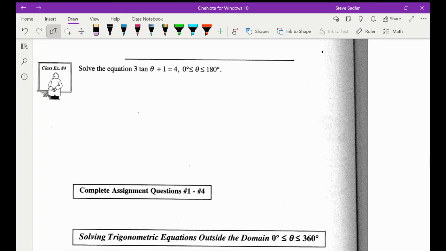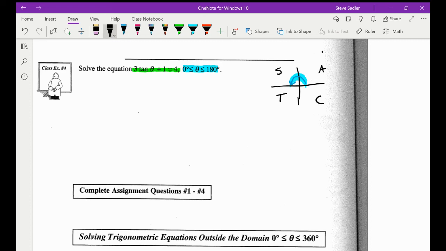for this next example. We actually have an equation, 3 tan theta plus 1 is equal to 4, and they change the domain here from 0 to 180. So the first thing we can look at is we're only going from 0 to 180, so we're only using the top two quadrants, right? We know that. That's 0 to 180.